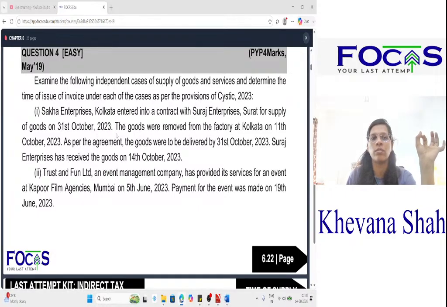2023. The goods were removed from the factory. So again, as I told you, kindly note down the dates. It will be easier for you to solve the questions. So what you need to do? Supply of goods 31st October. Contract entered 31st October. Goods removed 11th October. Now goods delivered 31st October and goods received by the recipient 14th of October. Now we are supposed to find the time of issue of invoice.